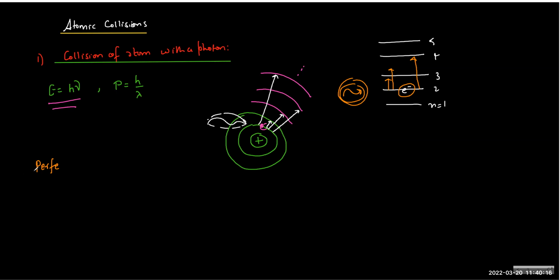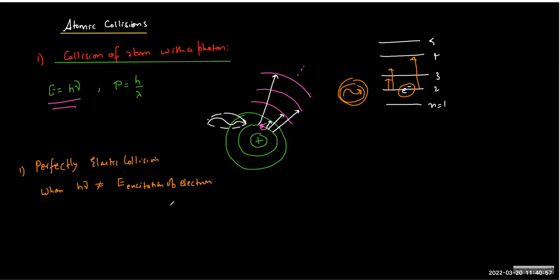So in case of collision of a photon with an atom, we have only two possibilities. One is the perfectly elastic collision. The perfectly elastic collision will occur when h nu is not equal to the energy of excitation of the electron. So when the energy of the photon is not equal to the energy of excitation.